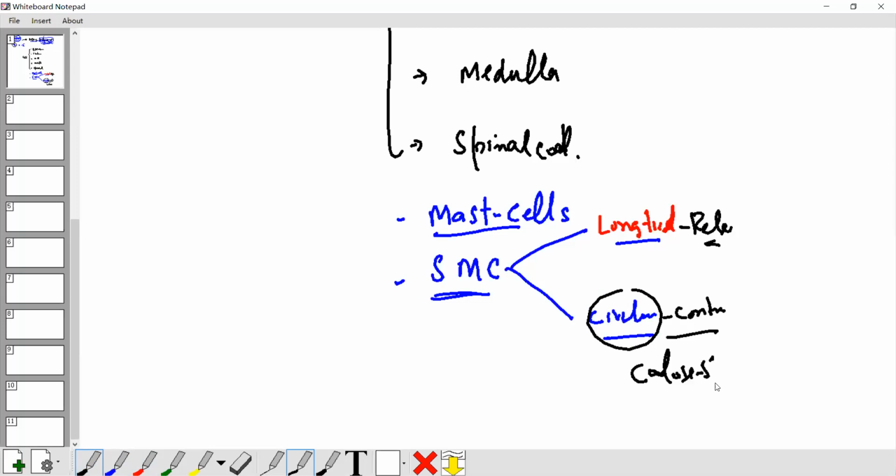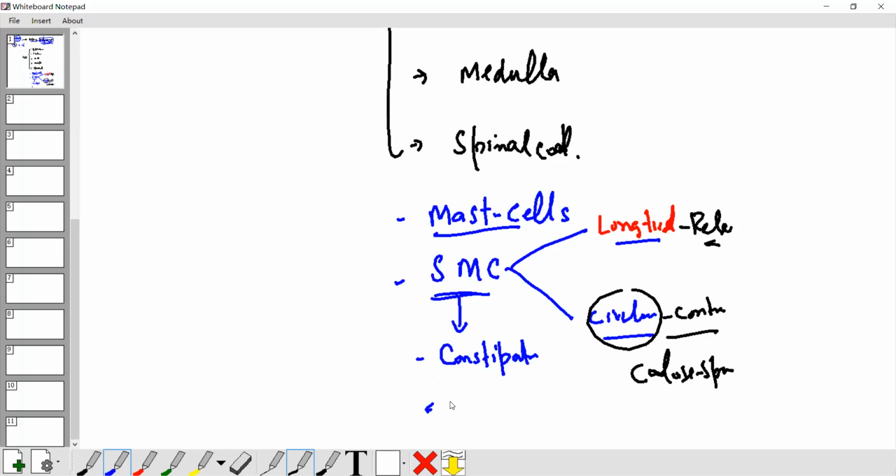Close the sphincter. Okay. So what does this cause in the smooth muscle of the GIT? They close the anal sphincter, close the ileocecal valve, close the gastroesophageal sphincter, close the pyloric sphincter. So what happens? It leads to constipation, because they close the sphincter. Understand?